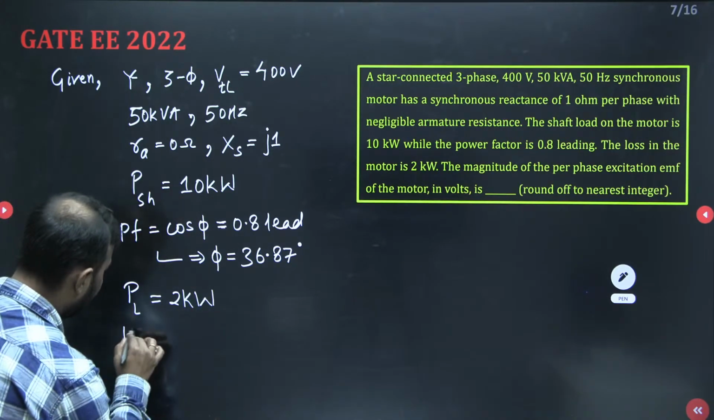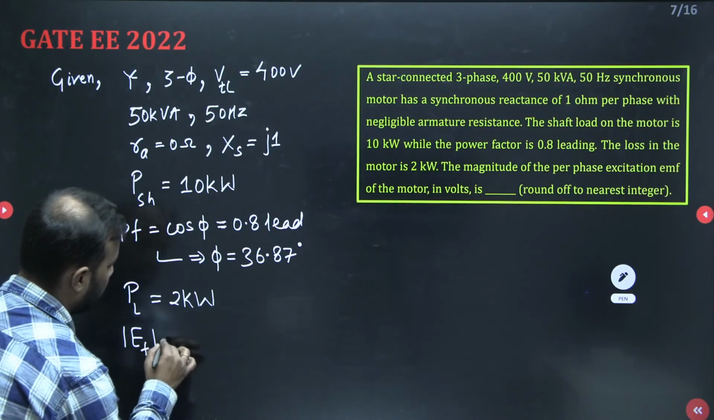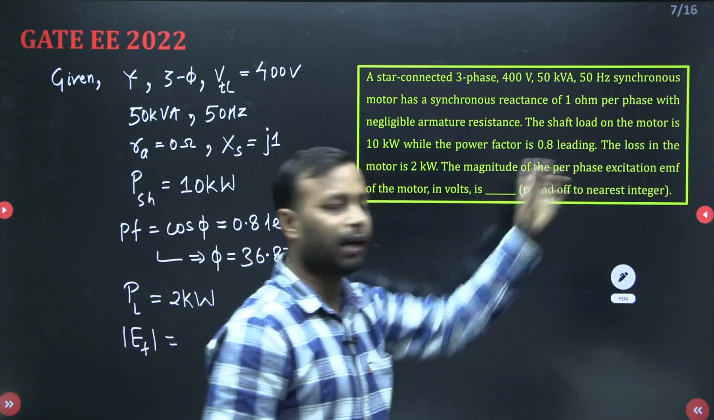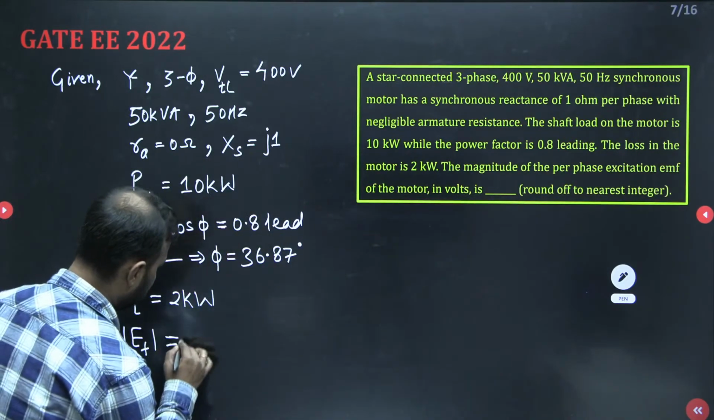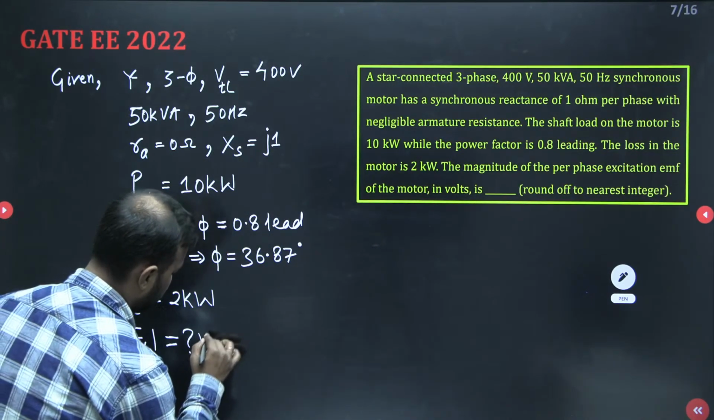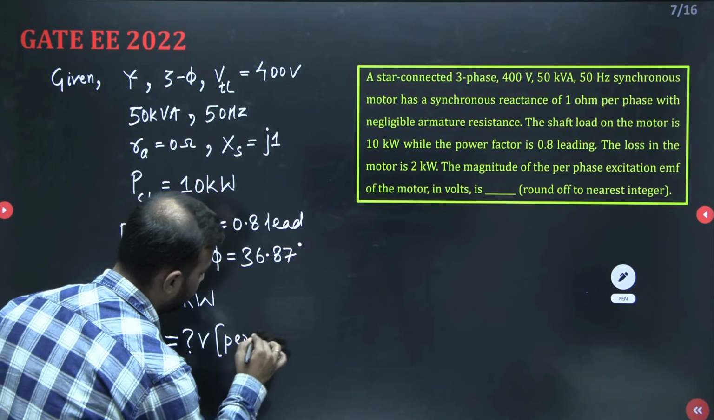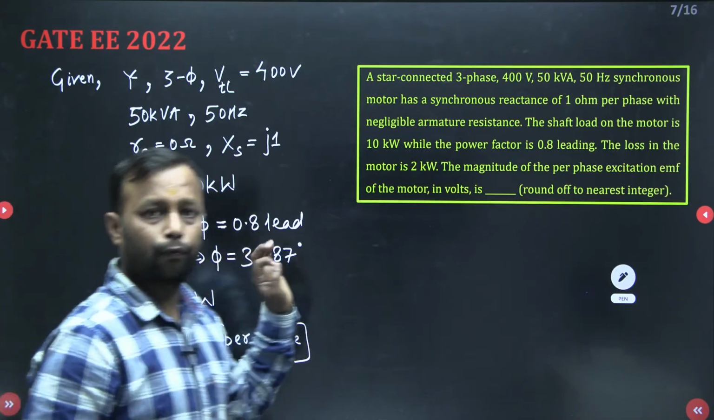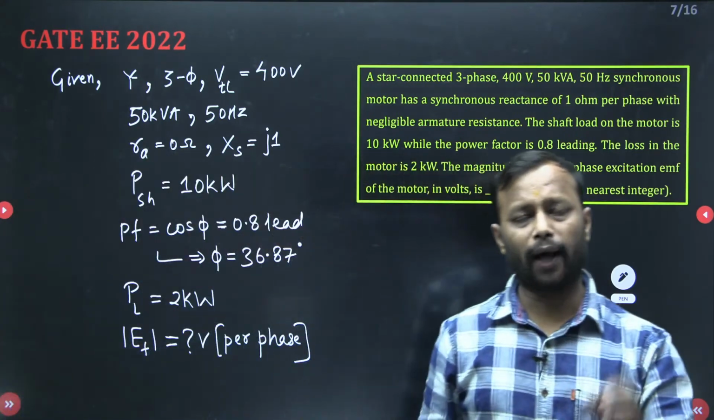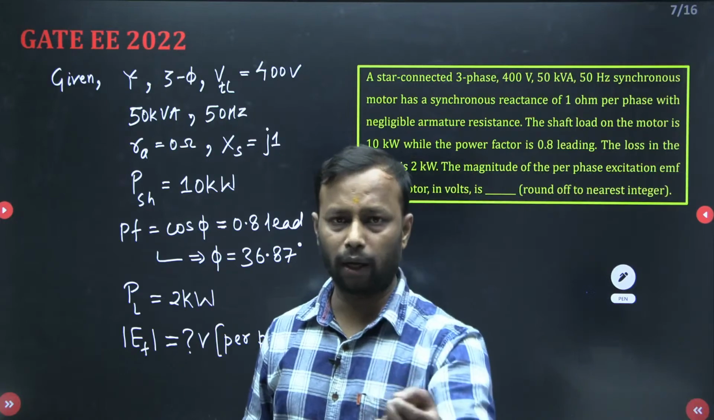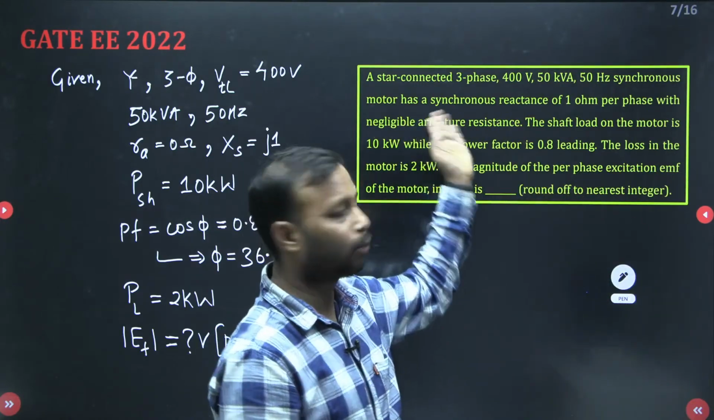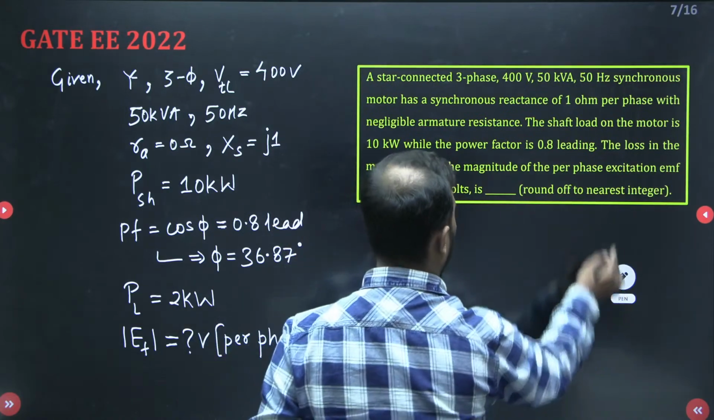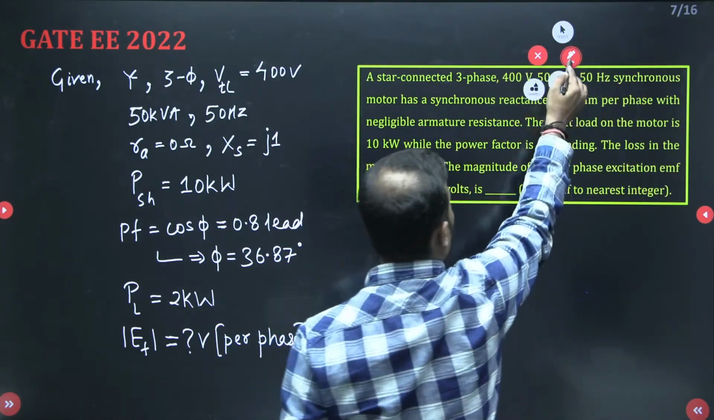So magnitude of EMF, and this is per phase. Always be careful about the line and the phase. So per phase we need to calculate. Now, for such kind of question, we require the equivalent circuit of the synchronous motor, because the question is related to the synchronous motor as well as the power flow diagram. So, let me draw the equivalent circuit of the motor.